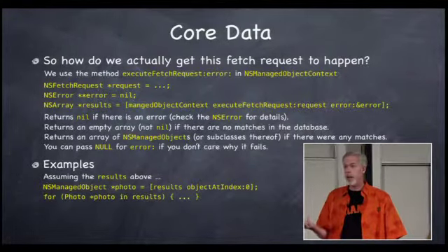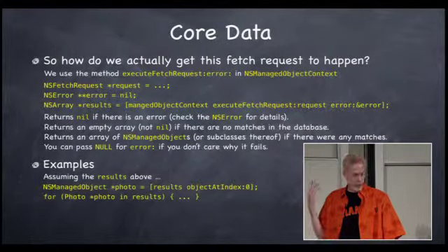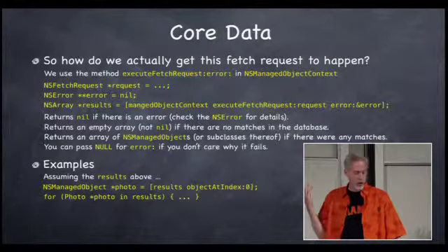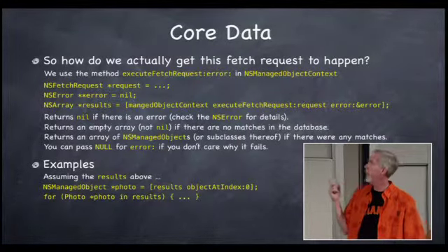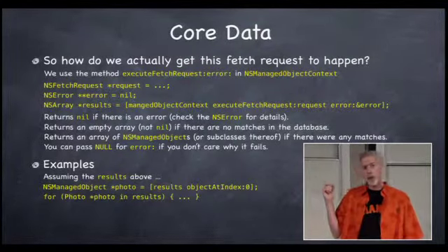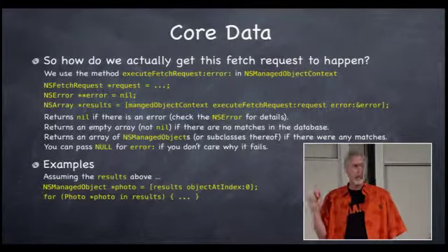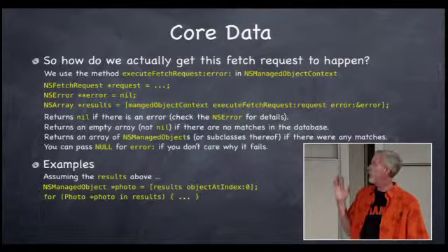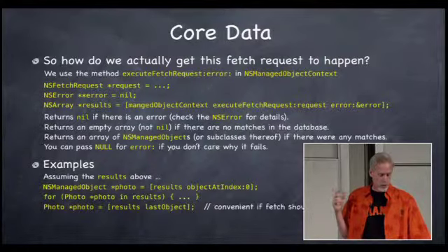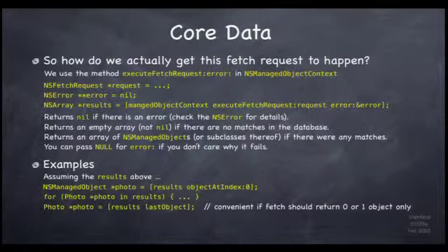Or I might enumerate through all the results, for Photo star photo in results. Now notice I say Photo star photo, not NSManagedObject star photo. I better be sure that I queried into photos and that I have a custom subclass called Photo. But usually I'm going to be quite sure of that. Also, I could say Photo star equals results lastObject. And I actually told you about lastObject earlier in the course.